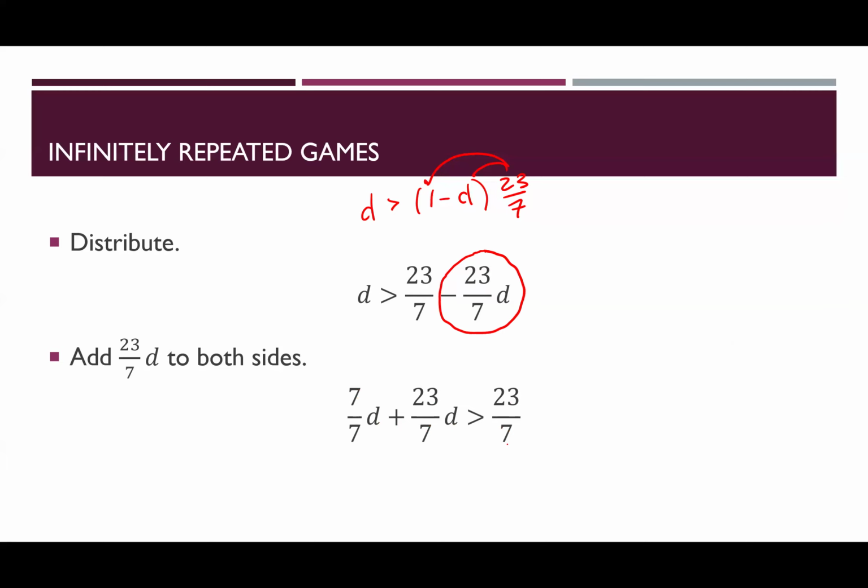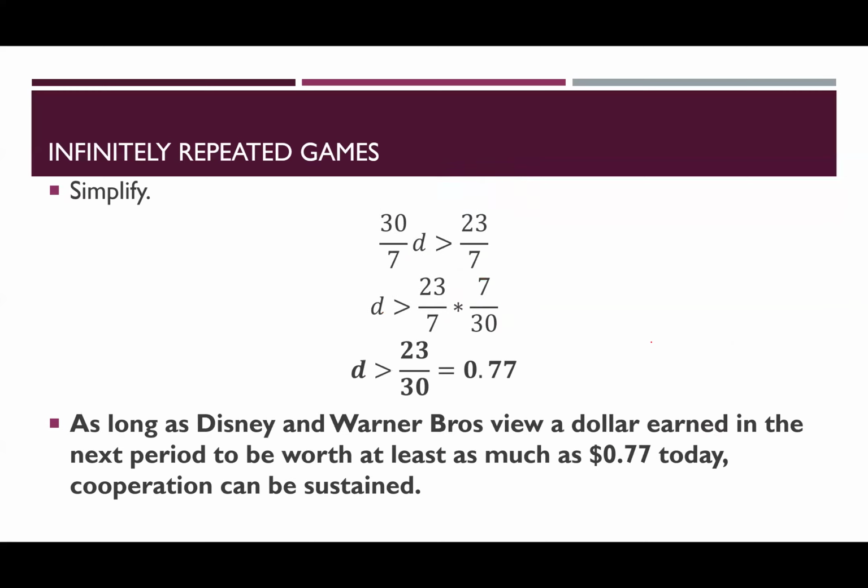So combining like terms on our left-hand side gives us 30 over 7 times D, which is greater than 23 over 7. We want to isolate D, so we're going to multiply both sides by 7 over 30. That's going to give us that D is greater than 23 over 7 times 7 over 30. Those 7s are going to cancel out such that we get that D needs to be greater than 23 over 30, which is equal to 0.77.